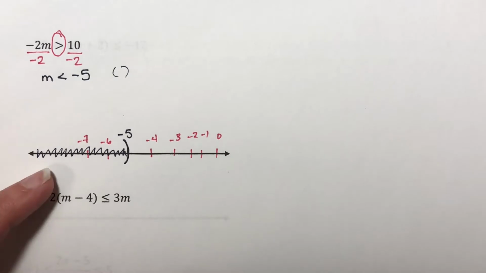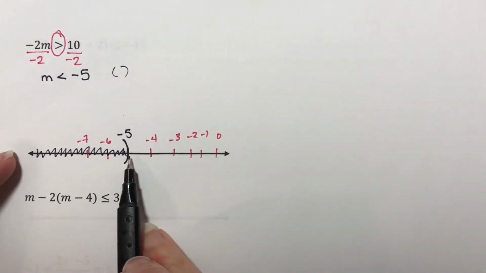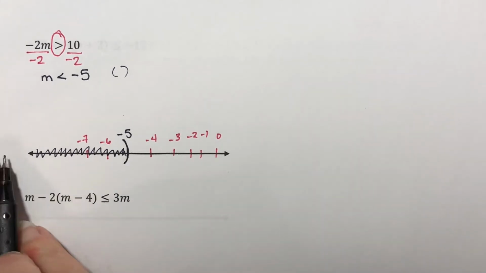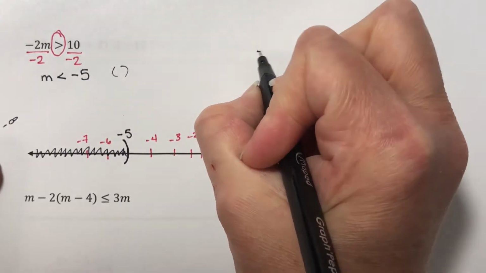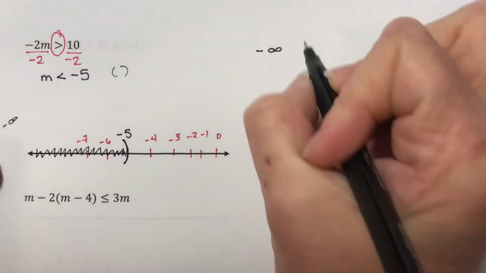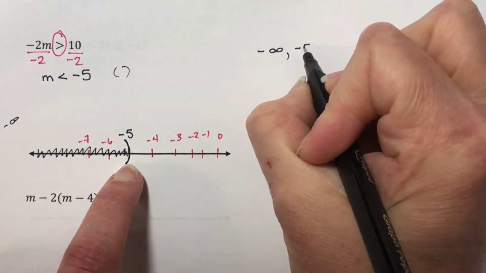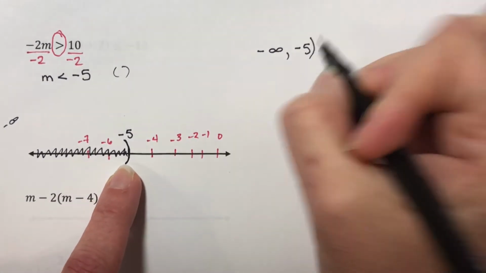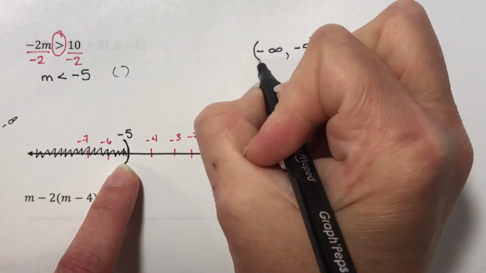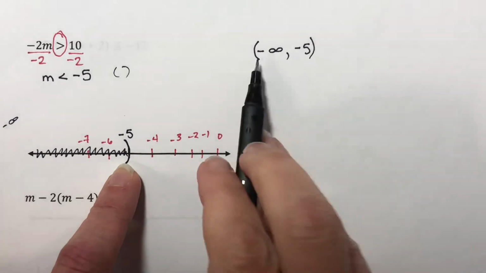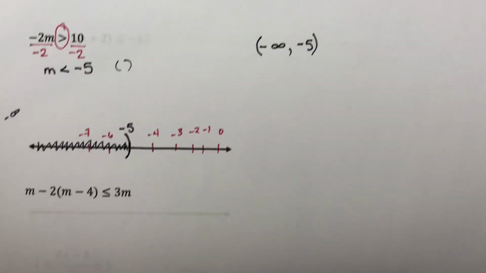Okay, so now for interval notation, it's always the left boundary and the right boundary. This goes off forever in the left-hand direction, and remember our negative infinities are over here. So my left-hand boundary is negative infinity, comma, my right-hand boundary is negative 5. Negative 5 gets parentheses because it did here. Infinity or negative infinity always gets a parentheses as well. So this is my answer in interval notation. This is my graph answer. Next problem.